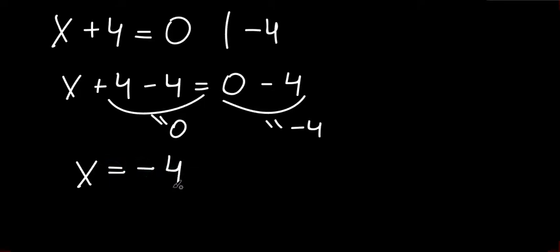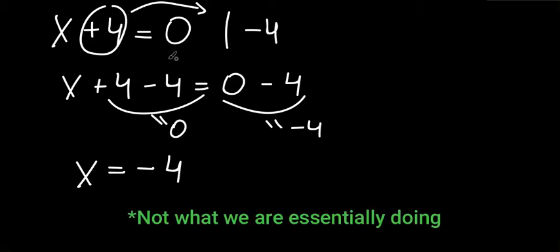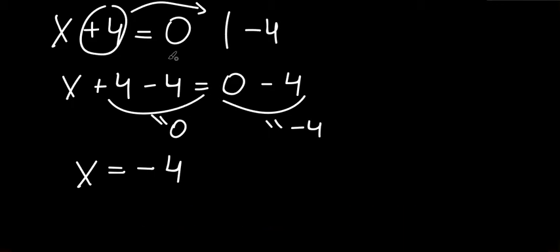Sometimes students say that we need to move this 4 to another side, and that changes the sign before that number. So we get x is equal to minus 4. That is definitely faster than subtracting 4 from both sides, but that is not what we are doing, and that is not right to say. So let's move to another example.